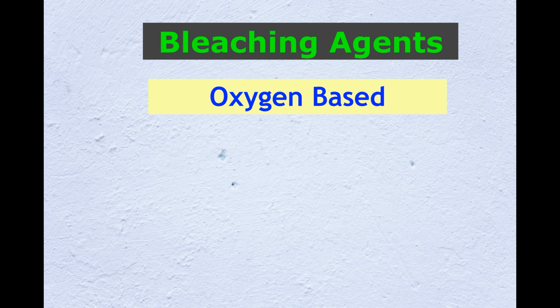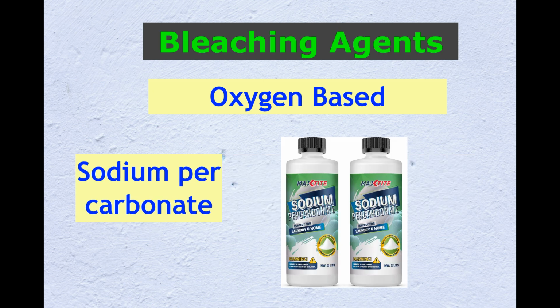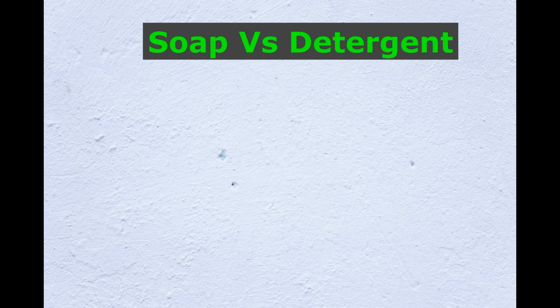Next, oxygen based bleaching agent. Some examples are hydrogen peroxide and sodium percarbonate. Sodium percarbonate is also called solid hydrogen peroxide, green bleach, and also oxy bleach. It is an eco-friendly method for stain removing purpose. Sodium percarbonate is a very useful material in detergent soap and detergent powders, but we cannot use it in liquid detergent.